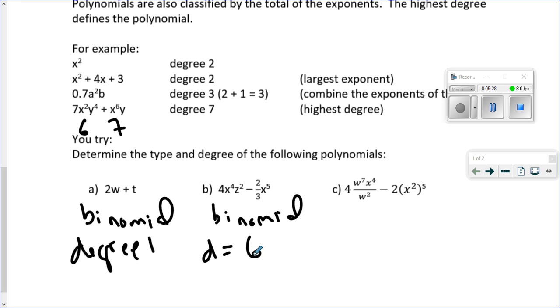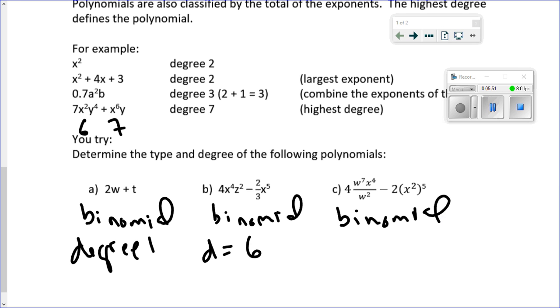Now it's a degree 6 because if you look at that first one, x and z, 4 and 2, they combine to give you a 6, which is bigger than 5. Now, C was a bit of a trick question. It is a binomial. That part hopefully was straightforward. But in order to figure out your degree, you got to simplify this a little bit, right? Because if you notice, we have w to the 7 divided by w squared.